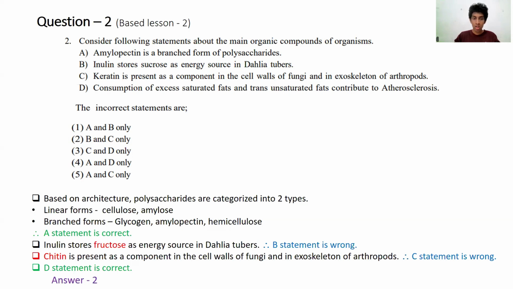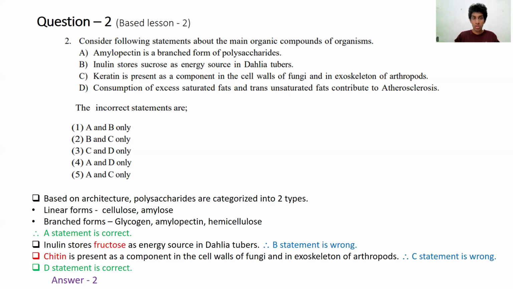So based on the architecture, we can categorize polysaccharides mainly into two types. They are the linear forms and the branch forms. So examples for linear forms are cellulose and amylose. And examples for branch form are glycogen, amylopectin, and hemicellulose. So amylopectin is a branch form of polysaccharide. Therefore, statement A is correct.